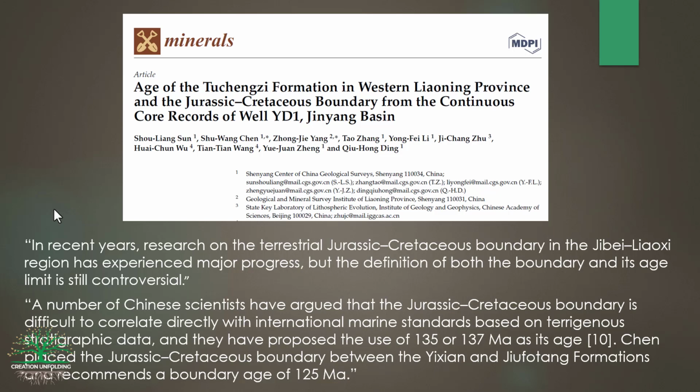And then next, I'll read this. A number of Chinese scientists have argued that the Jurassic Cretaceous boundary is difficult to correlate directly with the international marine standards based on terrigenous stratigraphic data, and they have proposed the use of 135 or 137 million years ago. Chen placed the Jurassic Cretaceous boundary between the Yishan and Jiufatang formations and recommends a boundary age of 125 million years ago. These are very different from the 145 million mark that's used in most of the world today. And so I don't fully understand all the implications of this, but there are, even today, major issues with where to put the boundary in this area.